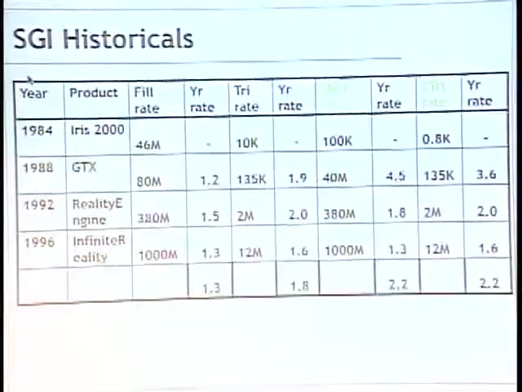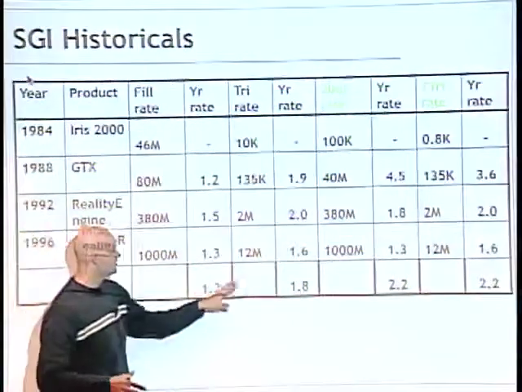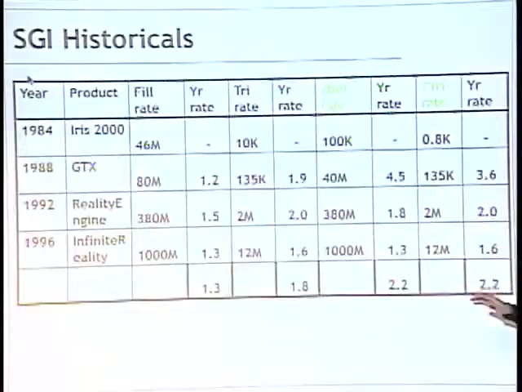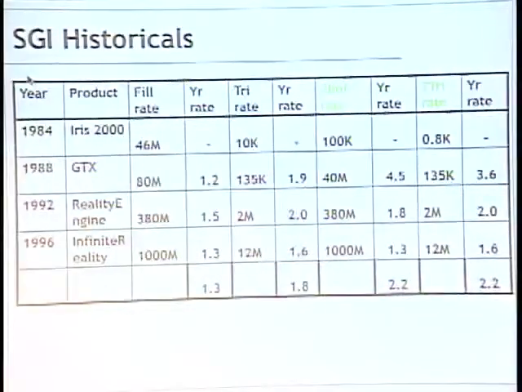I'm trying to think of the exact point I want to make here. One of the big points is this growth curve here. Things are getting 120% better every year when you look at Z-buffered triangles and fill rate and triangle rate, which is really pretty remarkable. So they're getting more than twice as good every year.